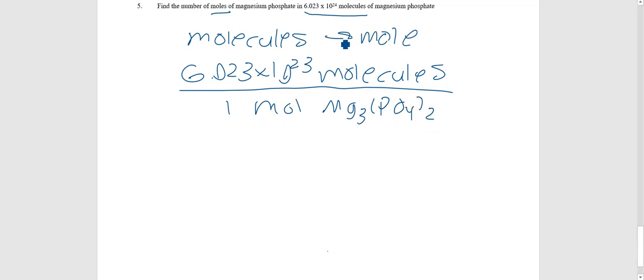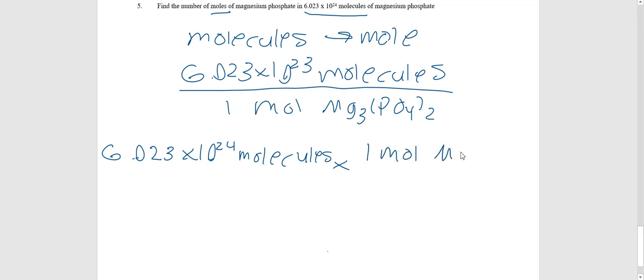So we're just going to set it up with what we're given to begin with. We have 6.023 times 10 to the 24th molecules, and you have to flip Avogadro's number in order to make sure to cancel that unit out. So it's going to be 1 mole of magnesium phosphate over Avogadro's number.